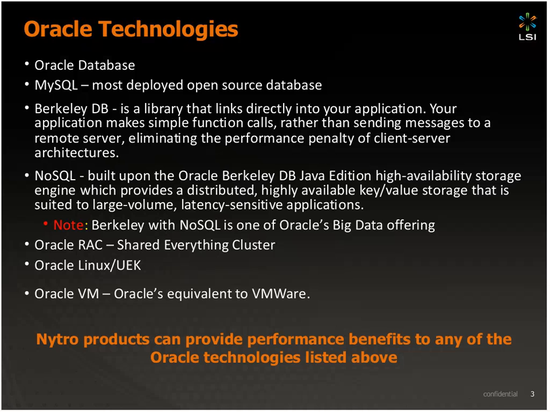Oracle RAC, it's a shared everything cluster compared to most other databases, which are shared nothing. And we'll go over Oracle Linux and UEK. Oracle Linux is the Red Hat compatible Linux, and UEK is their Unbreakable Enterprise Kernel. And the unbreakable kernel has been modified to take advantage of flash technology. Oracle VM, it's Oracle's equivalent to VMware. And the Nitro products can provide performance benefits to any one of these Oracle technologies.